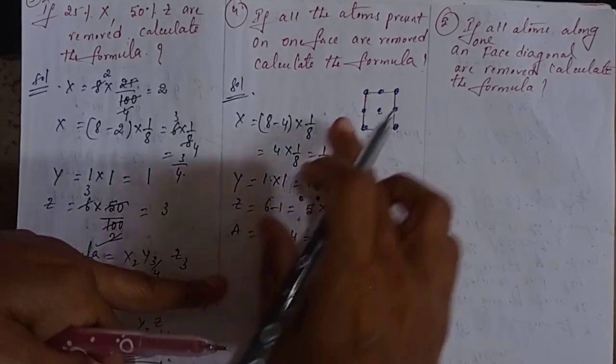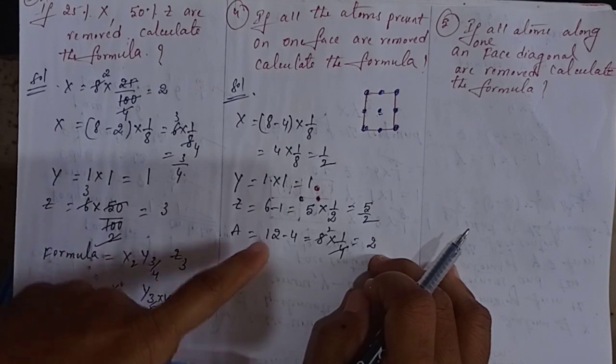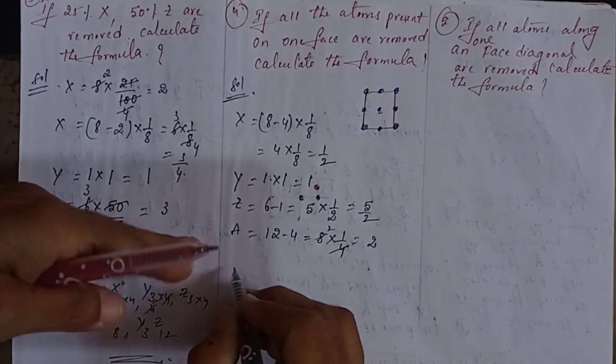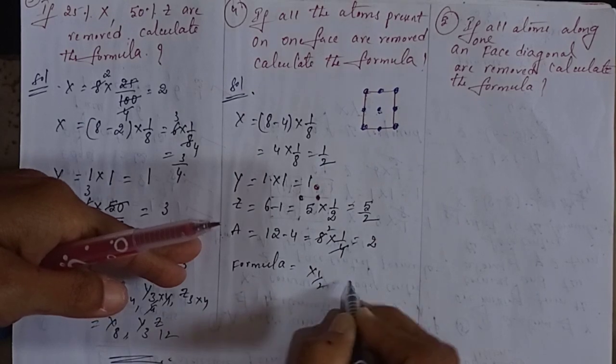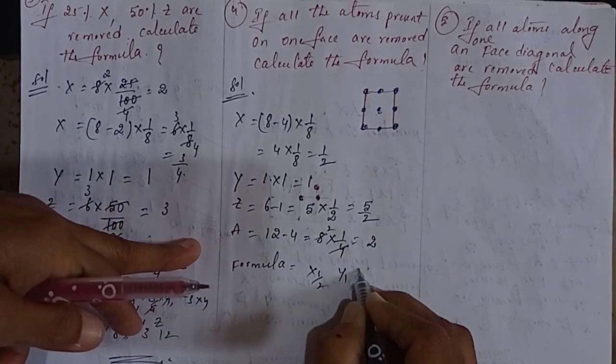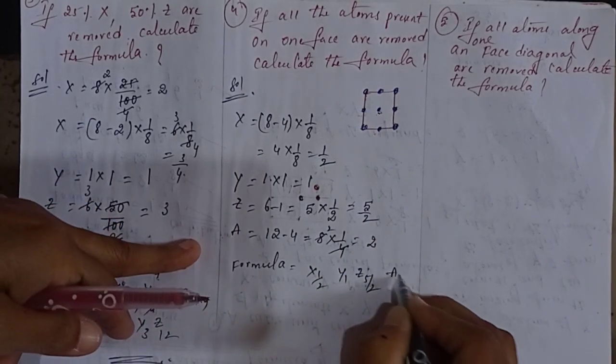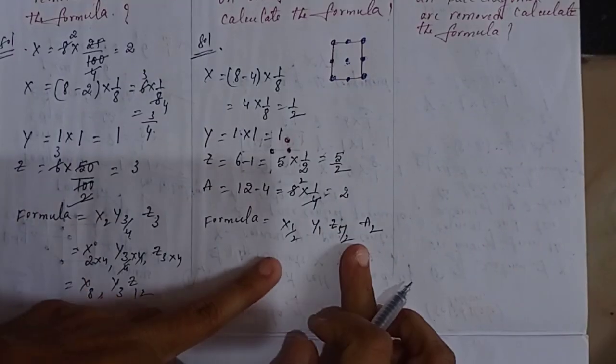Okay now. So this is about the values. Now how to write the formula, students? What is the formula? X 1 by 2, Y 1, Z 5 by 2, A 2, correct? So this is the formula of the compound.